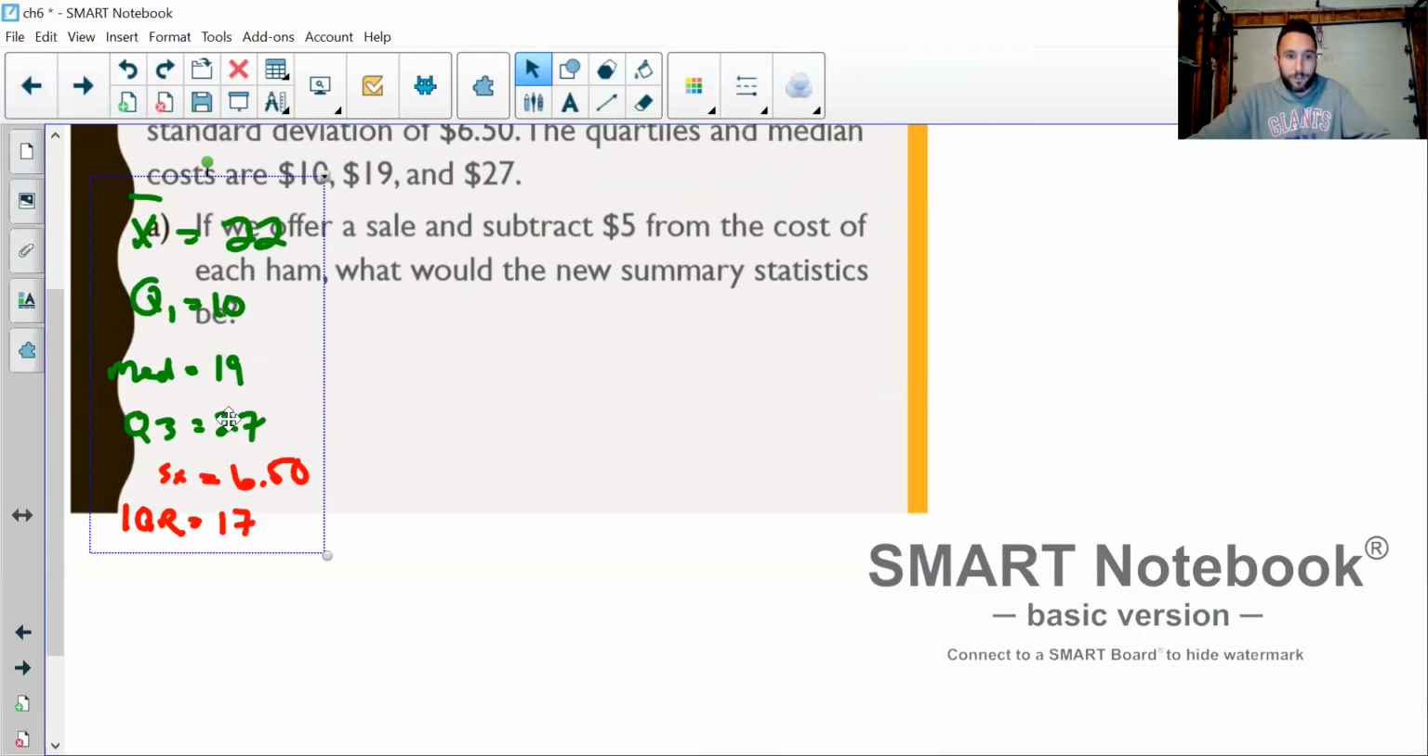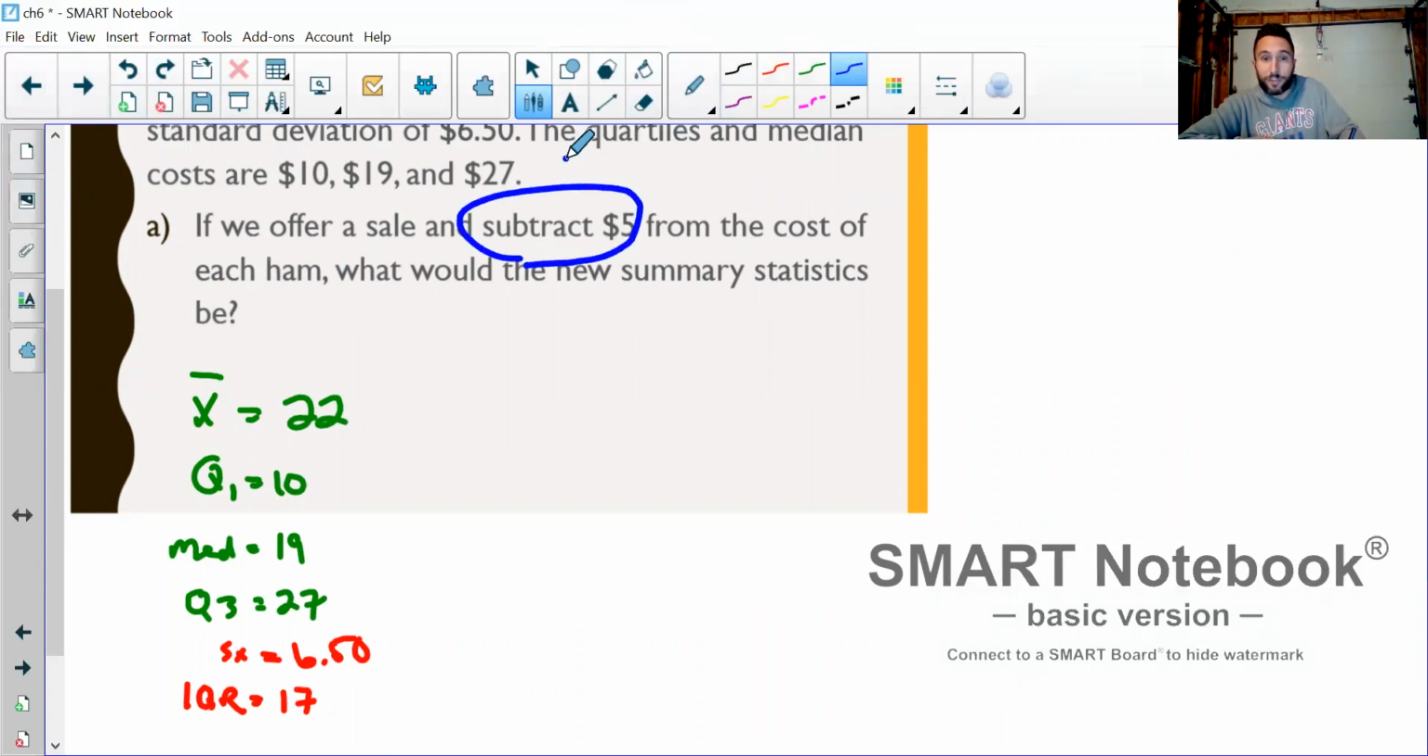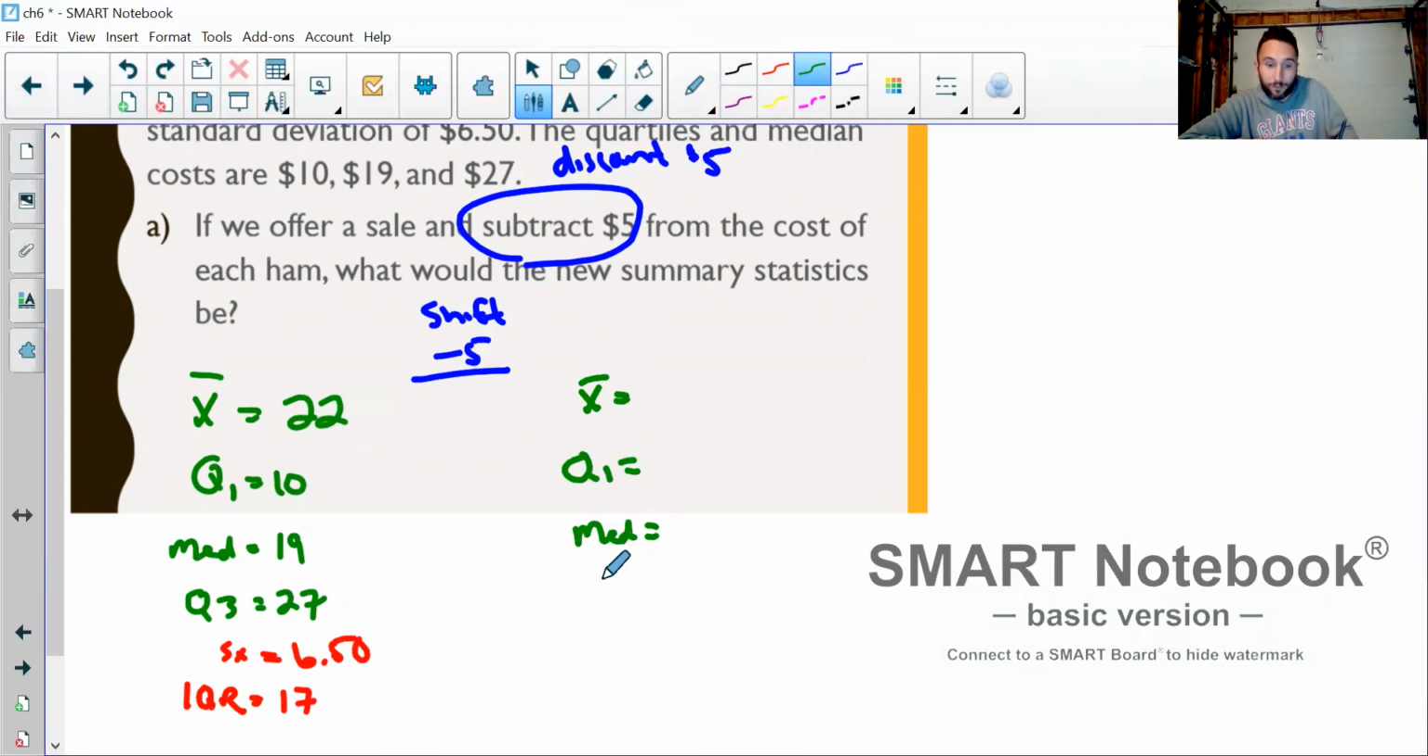So, first off, shifting or rescaling? Hopefully we clearly recognize that it's shifting because it literally says the word subtract $5. Maybe it would say discount $5 from each ham, and then we'd have to think a little bit more. But we're going to shift our data set, taking $5 off the price of each ham. We want to know what's the new mean, the new Q1, the new median, Q3, and then standard deviation and IQR. So pause this video and jot down your answers, see what you think.